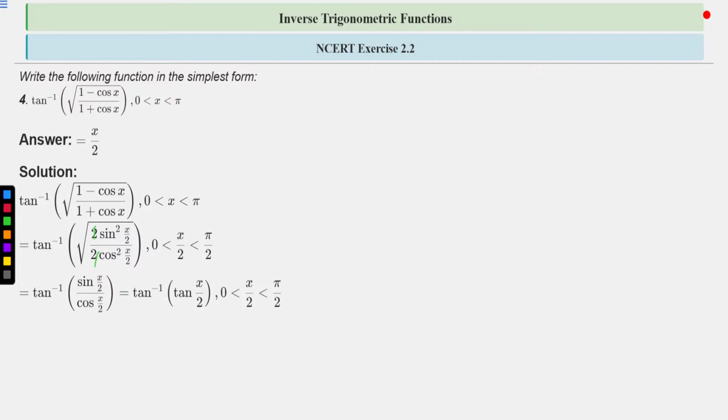Now see, x was between 0 to pi, therefore x by 2 is belonging to 0 to pi by 2, right? Therefore we can write tan inverse tan x by 2 as x by 2, right? So the correct answer will be x by 2, right?